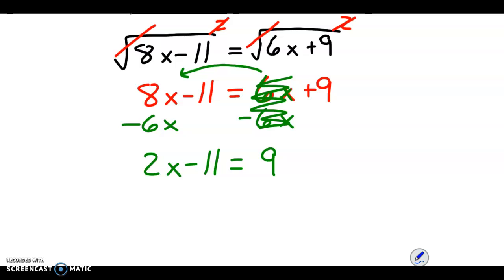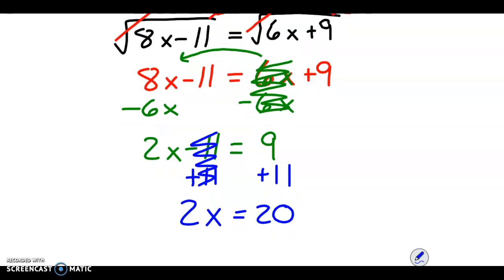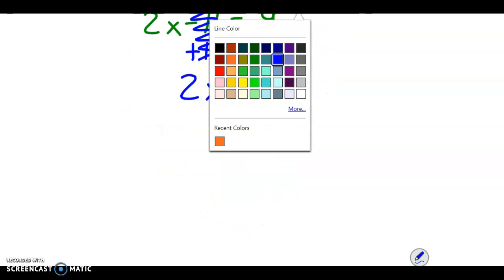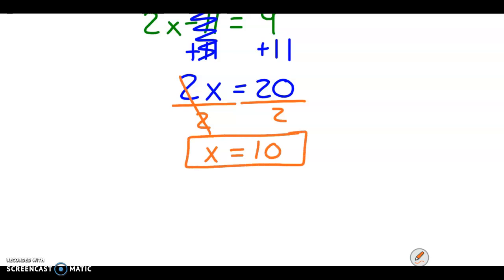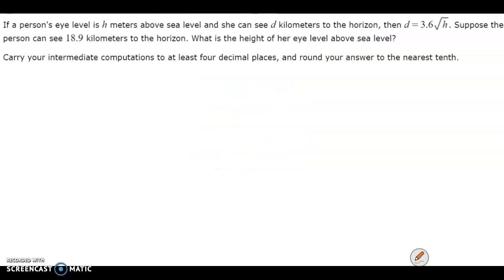Next step, get everything now away from your x, because we want to get that x all alone now on that one side. So now I'm going to move that negative 11, I'm going to add it to both sides. And I've got now a 2x all by itself on the left, equal to what is now 20 on the right. And my final step will be dividing by 2 and getting x equals 10.